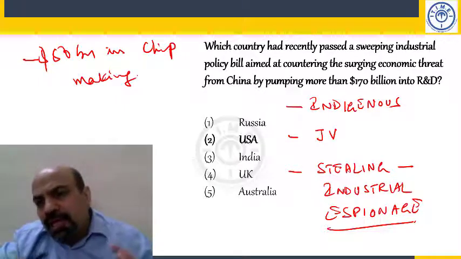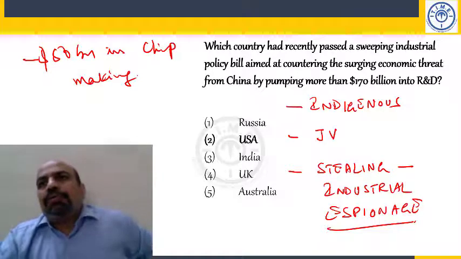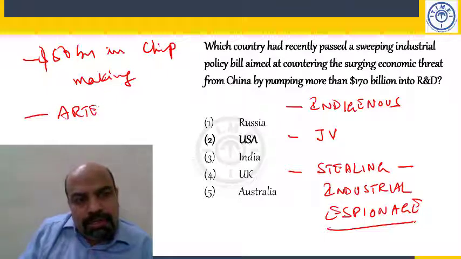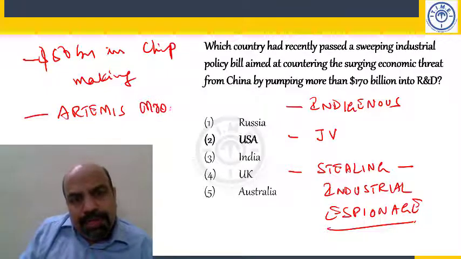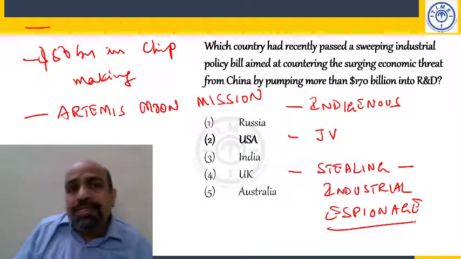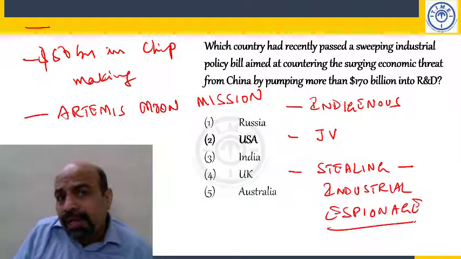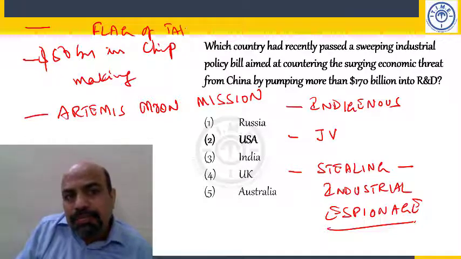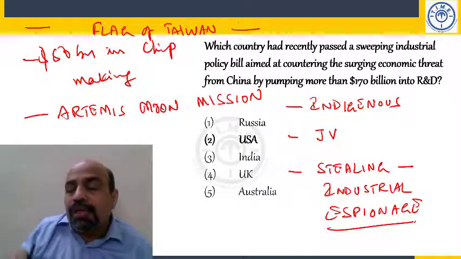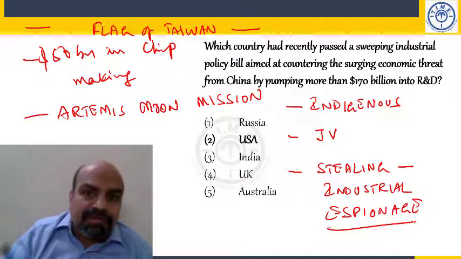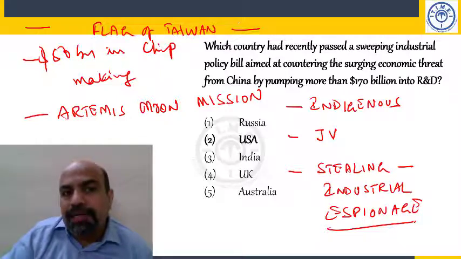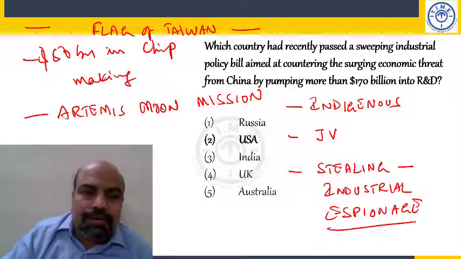Now the other provisions of this law also relate to the Artemis moon mission. The Americans have launched a moon mission called Artemis. So part of the money will go to the Artemis moon mission. They have also told the Taiwanese government that if your people come to America, they can wear the flag of Taiwan. Till recently, it was not allowed. Taiwanese people were not allowed to carry their flag because China objected to it. So that's something that has angered China a lot.